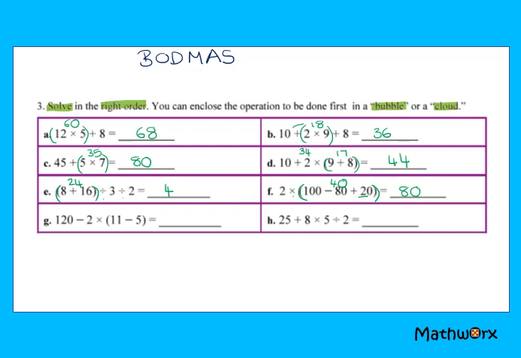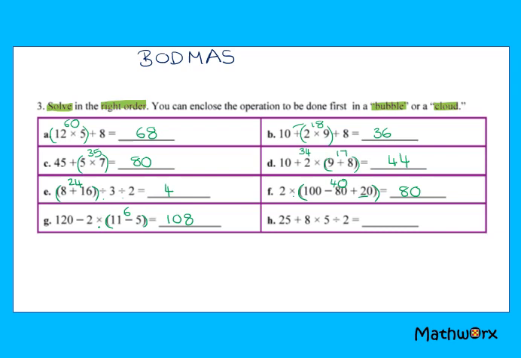Okay, let's do G. Brackets first, remember. 11 minus 5 gives me 6. And here we have a multiplication sign, so we have to say 2 times 6, which gives me 12. And 120 minus 12 gives me 108. Okay, and last one.